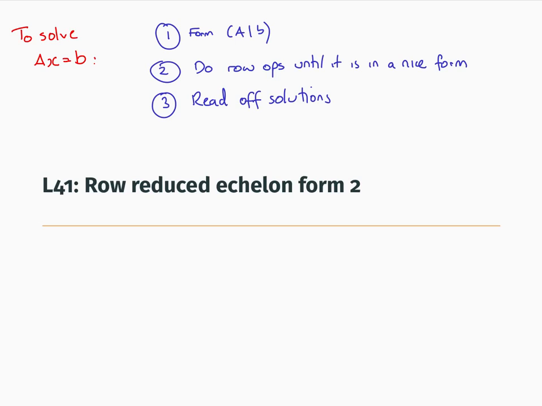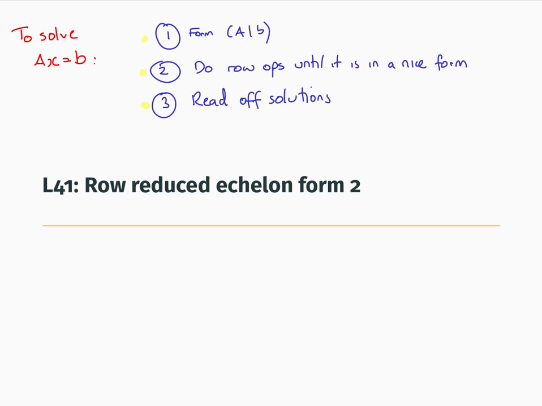We've now got a strategy for solving matrix equations. To solve the matrix equation AX equals B, what we can do is start by forming the augmented matrix, then do row operations until the augmented matrix reaches some kind of nice form, and then from that nice form, step 3, we can read off the solutions.